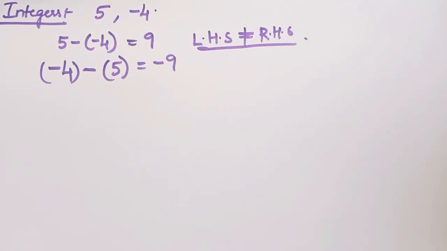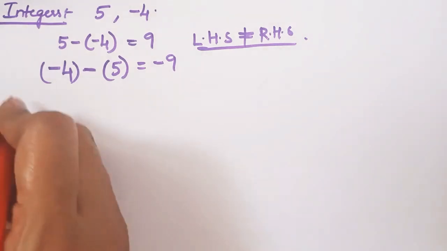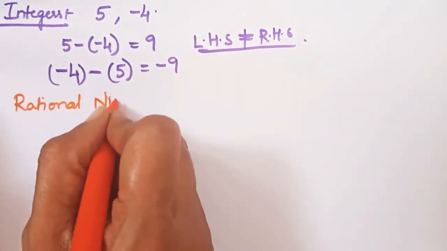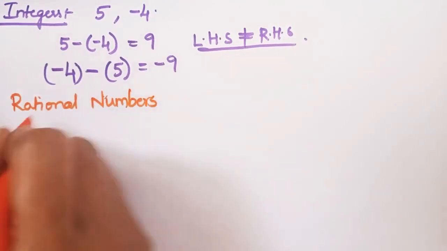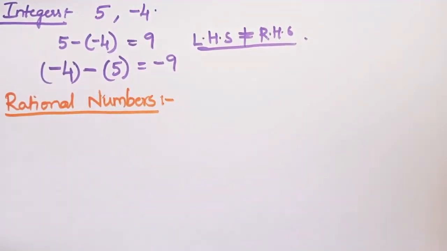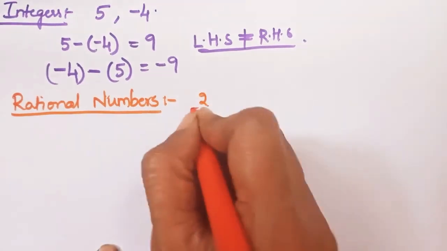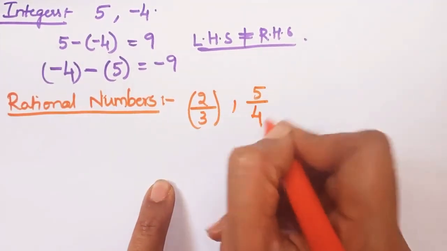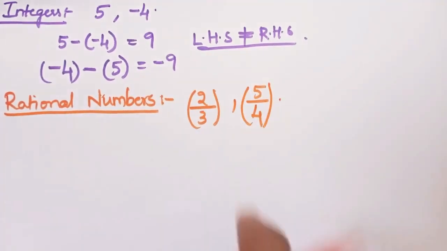Already we have learned subtraction is not commutative for whole numbers. Now we understood that subtraction is not commutative for integers also. And let us finish our last thing, that is, we will check for our rational numbers. Let me take here two rational numbers, that is 2 by 3, comma 5 by 4. This is my A and this is my B.